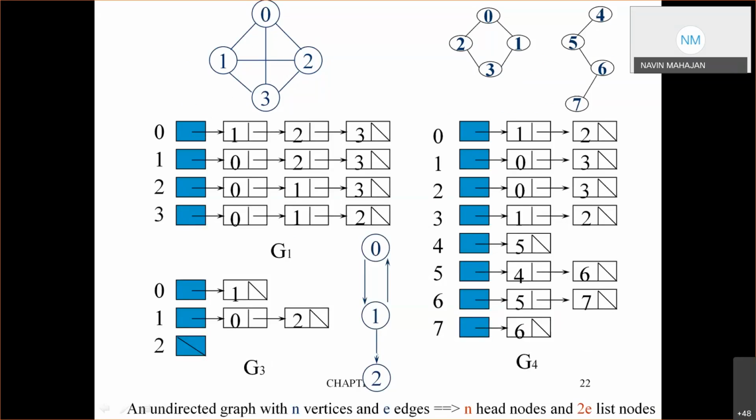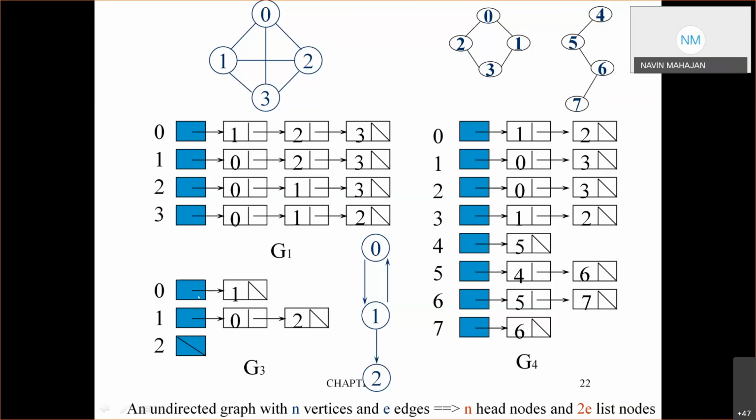Take this second one. It's a directed graph. I want to represent this in adjacency list. Then the first thing we should do is write the number of rows 0, 1, 2. How many vertices? 3. 0, 1, 2. So I will have rows 0, 1, 2. Then check whether there is an outgoing edge from 0 to 1. Yes, I have 0 to 1.